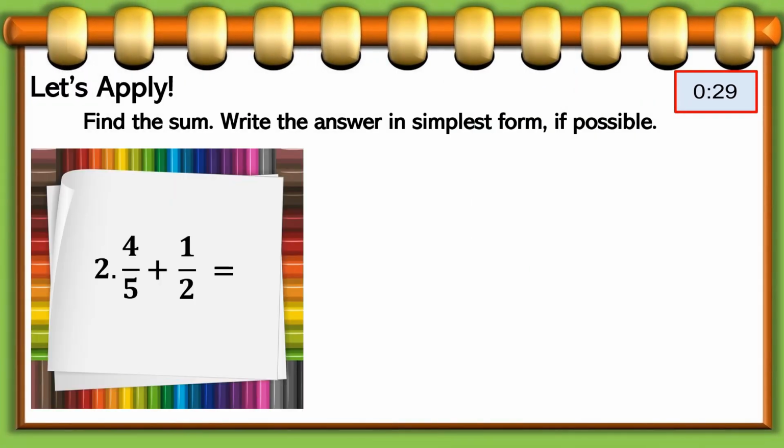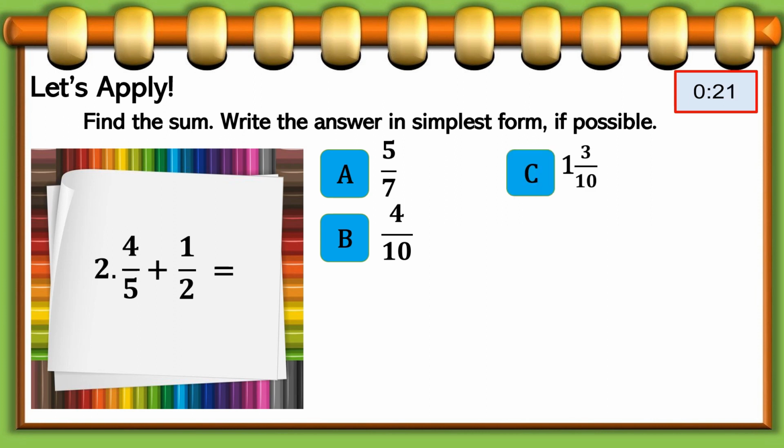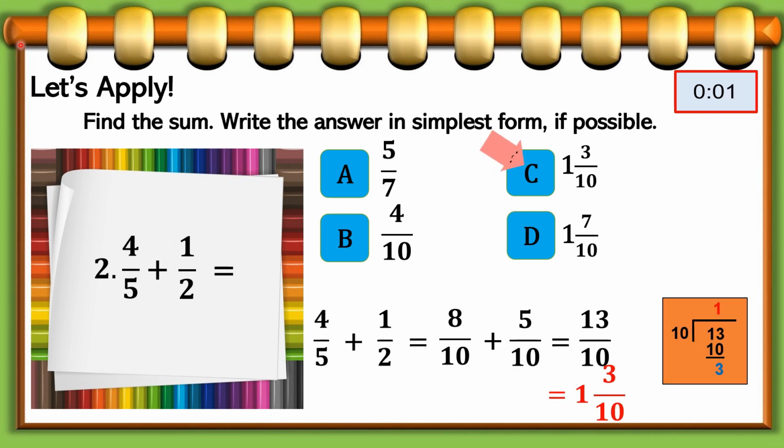Question number 2. 4 over 5 plus 1/2. A, 5 over 7. B, 4 over 10. C, 1 and 3/10. D, 1 and 7/10. If your answer is letter C, you are correct. 1 and 3 over 10.